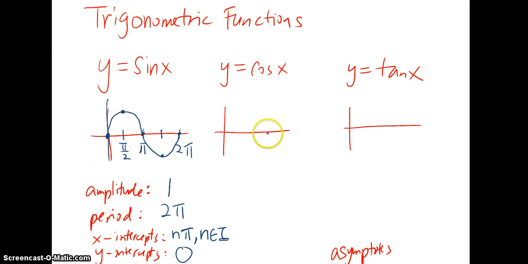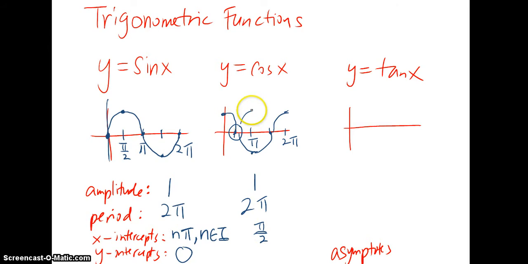The cosine graph is very similar. The cosine graph also has a 2 pi period. So you can cut it into 4 equal parts. It has a similar shape, except it doesn't start at 0, it starts at 1. 1, 0, negative 1, 0, 1, and then it keeps repeating. So a cosine graph looks like this. The amplitude is still 1, the period is still 2 pi. The first x-intercept is here, at pi over 2.